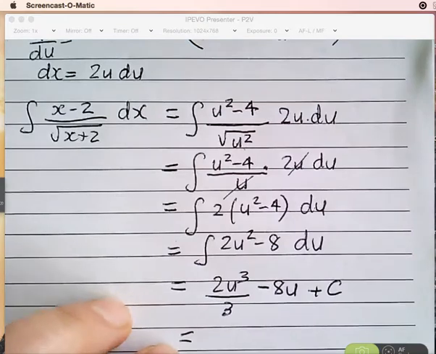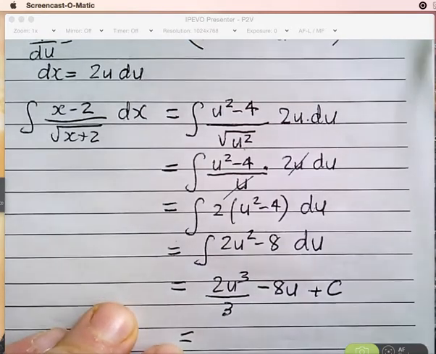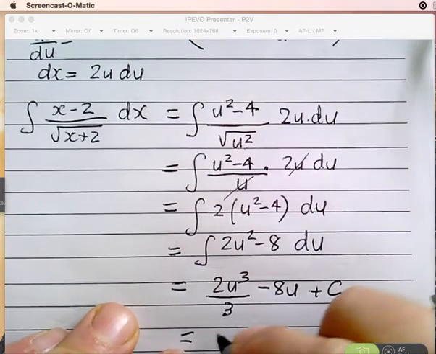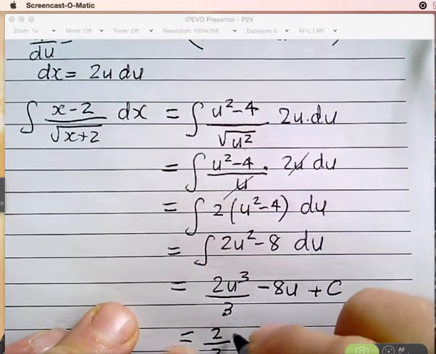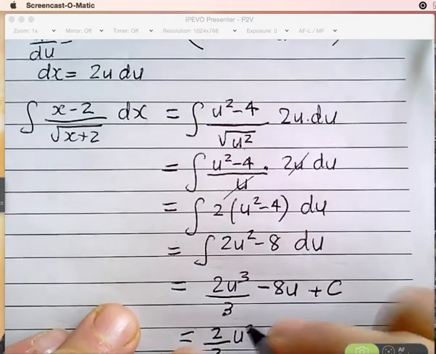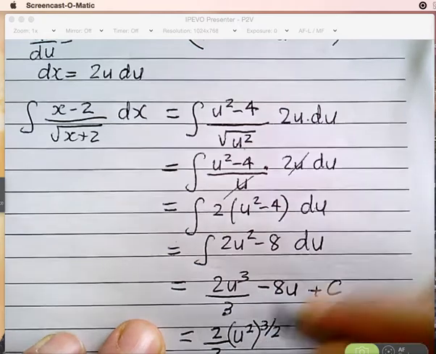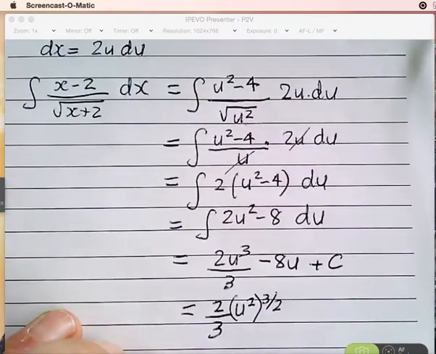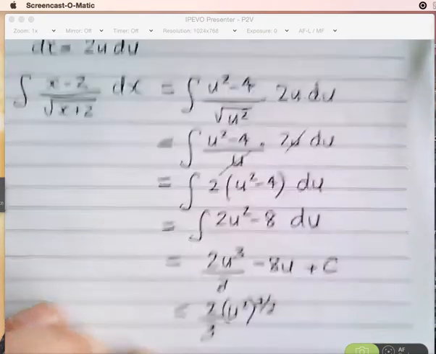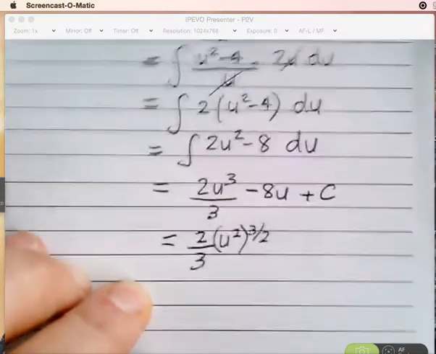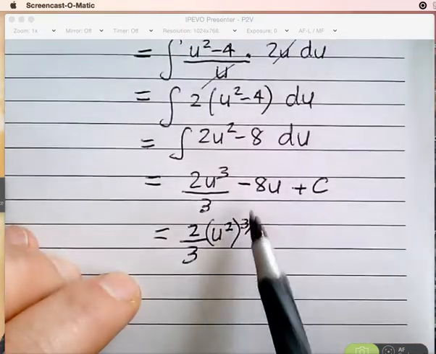And now just replace u with what? Okay, so you've got 2 over 3. I only know what u squared is. So if I do u squared and take it to the power of 3 on 2. Girls? Does that work? What's 2 times 3 on 2?